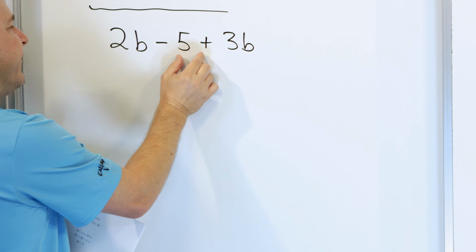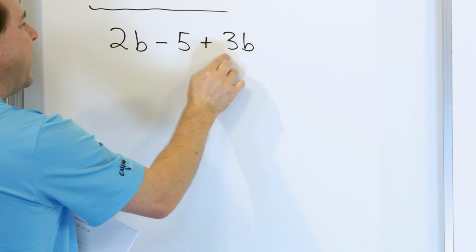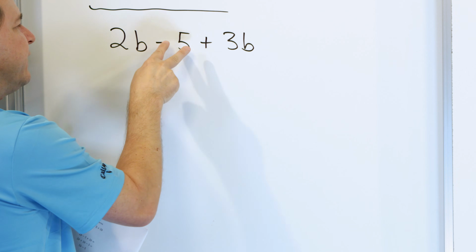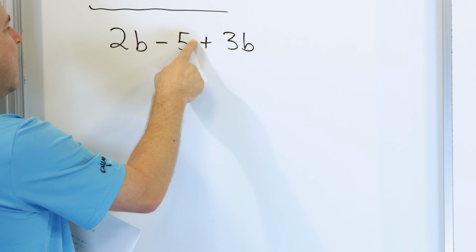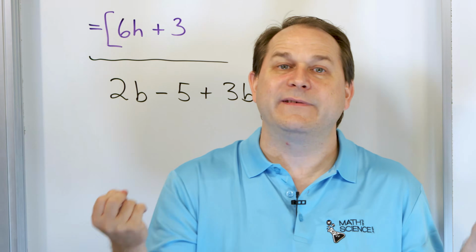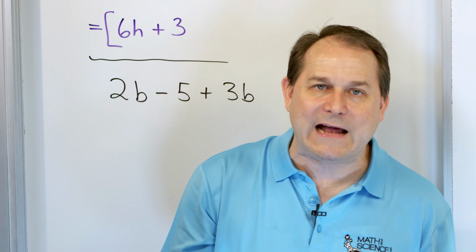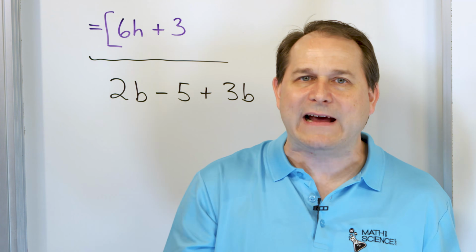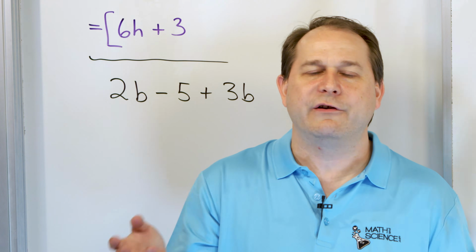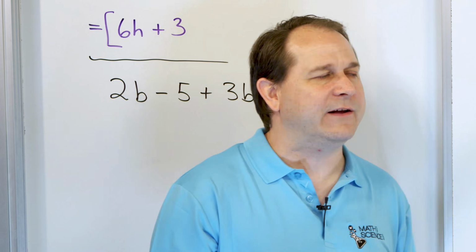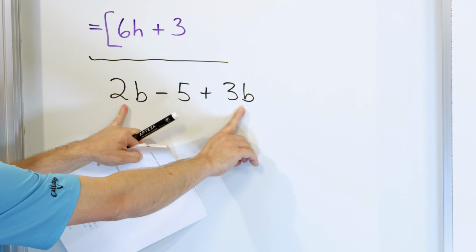I have a minus 5 here, but I really can't combine it with anything because this is a constant term. It doesn't have a variable, and the only way I can add terms together is if the variables match. That's the only way I can do it. Apples plus apples, cars plus cars, ships plus ships. I have to have them match. Now, these are way apart from each other.